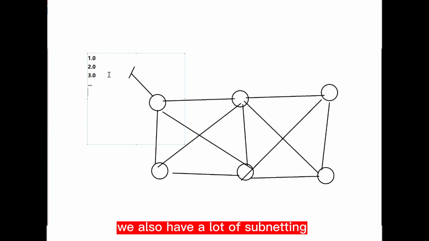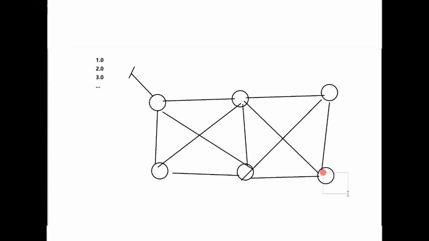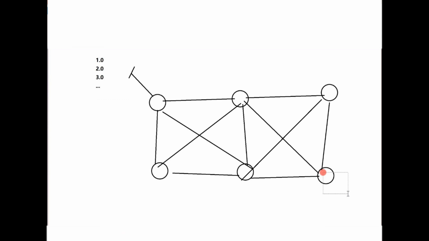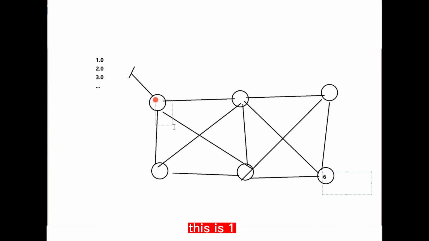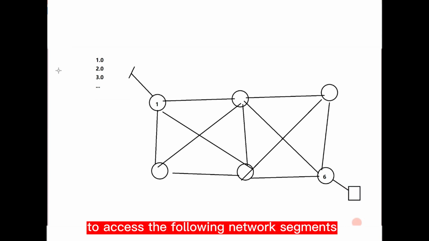We also have a lot of subnetting. Then there could be hundreds of subnets. There are so many network segments on the left side of this router. The rightmost router is assumed to be 6. This is 1. For example, a PC is connected here to access the following network segments.